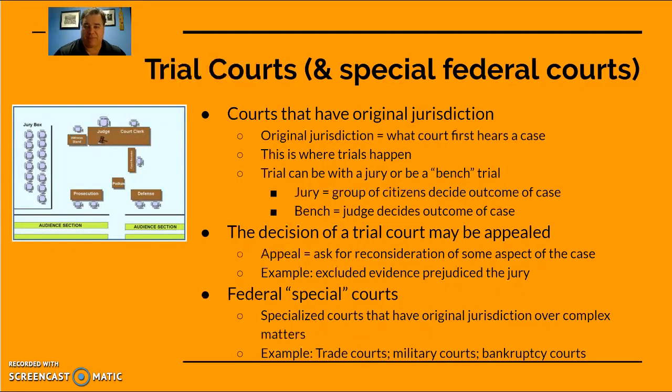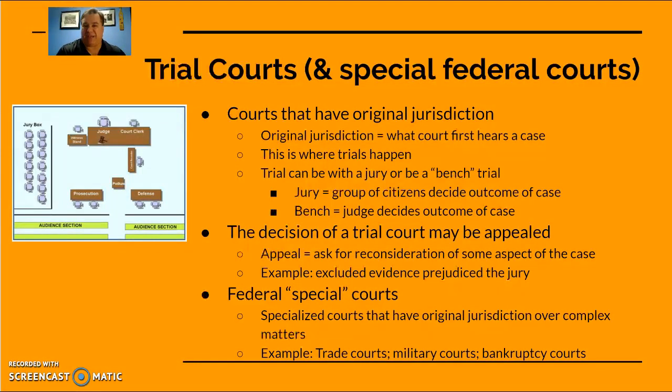Now, of course, as I mentioned earlier, the decision of a trial court can be appealed. If there is an appeal filed, the appeal asks for reconsideration of some aspect of the case. This evidence that was excluded, for example, could prejudice the jury, and thus the defendant didn't get a fair trial, or the losing litigant didn't get a fair trial. That might be the basis of an appeal. We'll talk about appellate courts here momentarily.